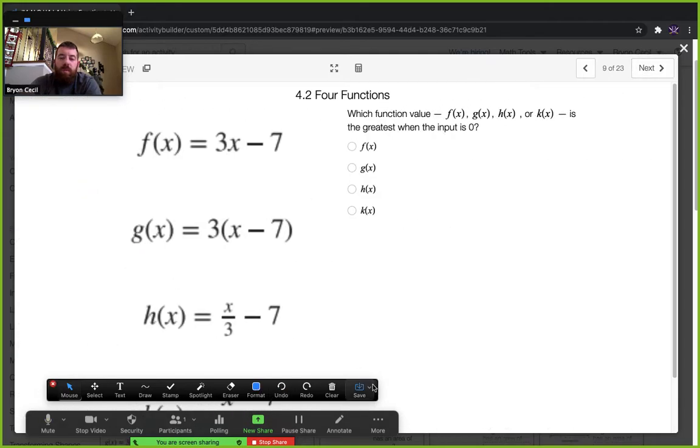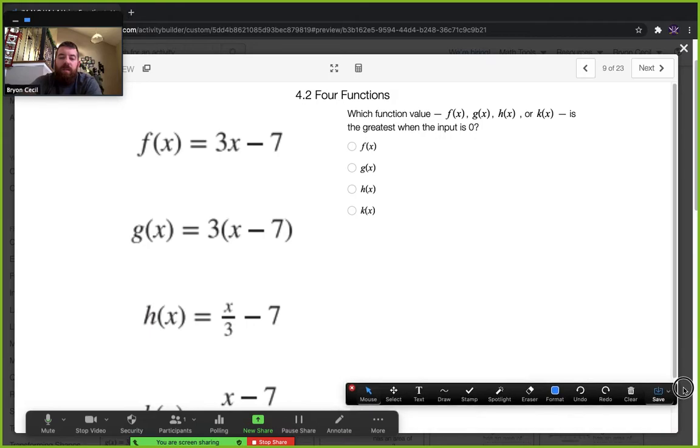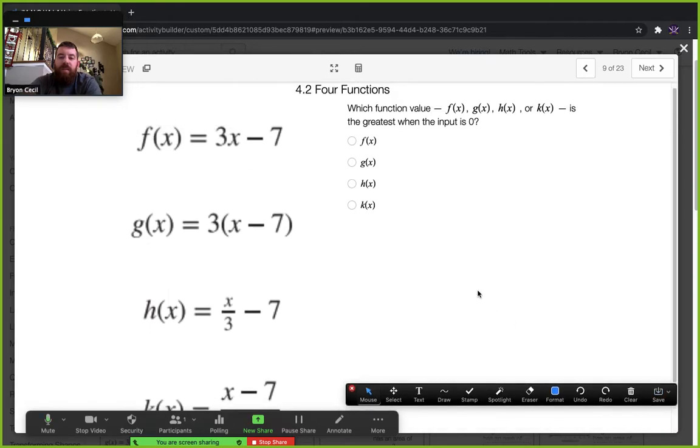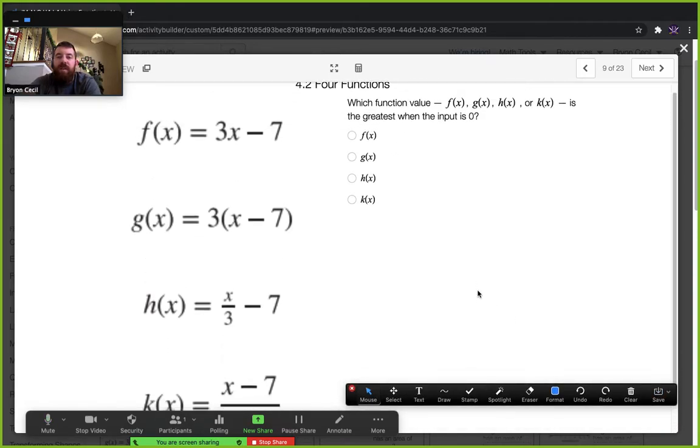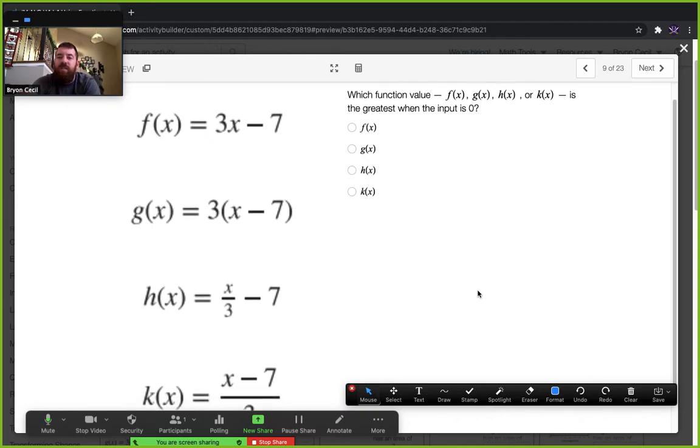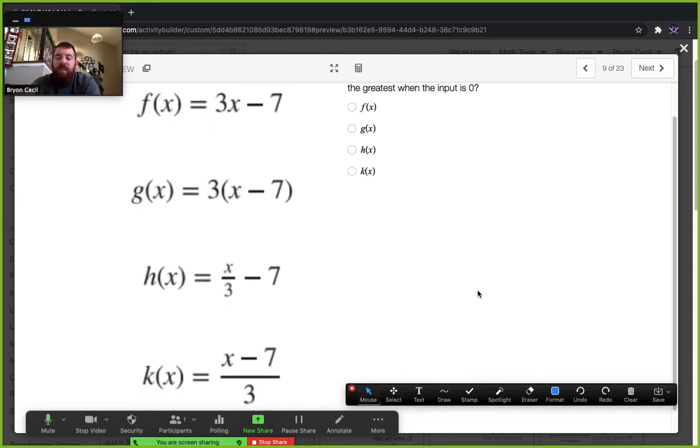All right. Let's look at this. Okay, we're given a couple functions here. Which of these functions is the greatest when the input is 0? So remember, when we multiply by 0, we get 0. So this is going to equal just -7. 0 minus 7 is -7, which times 3 is going to be -21.